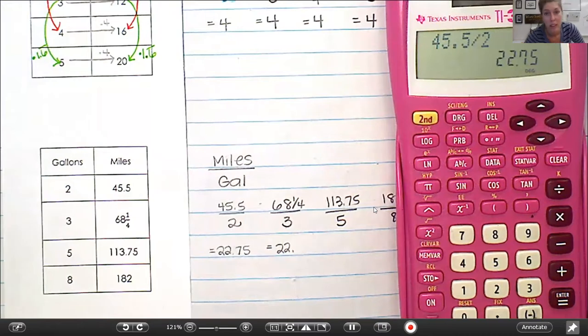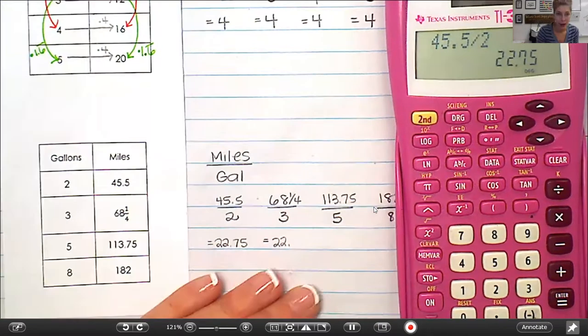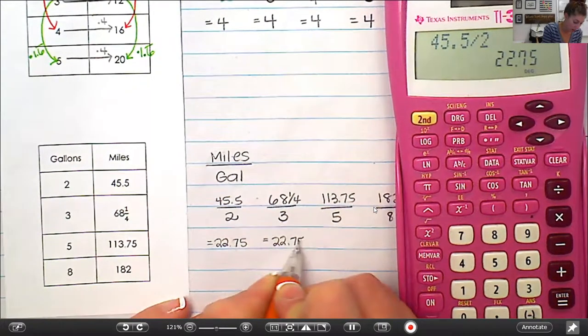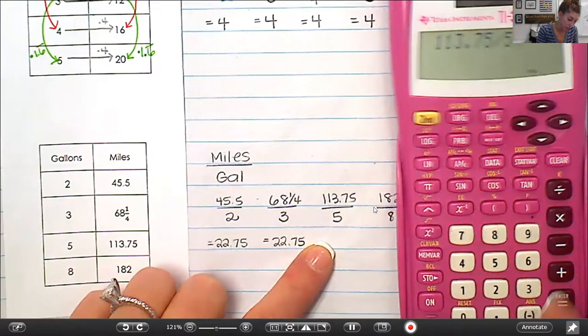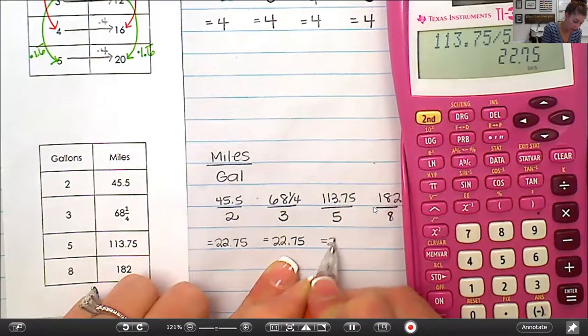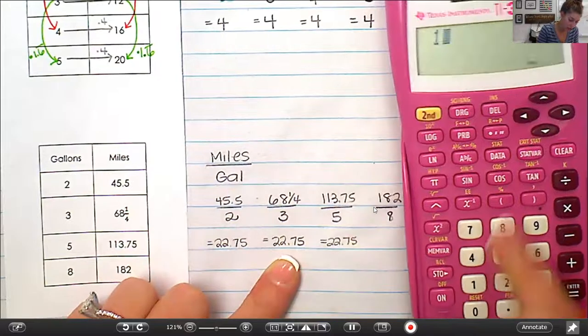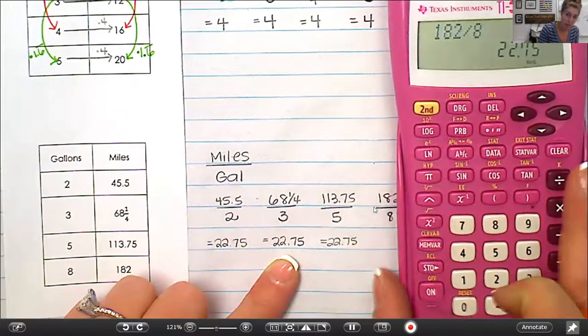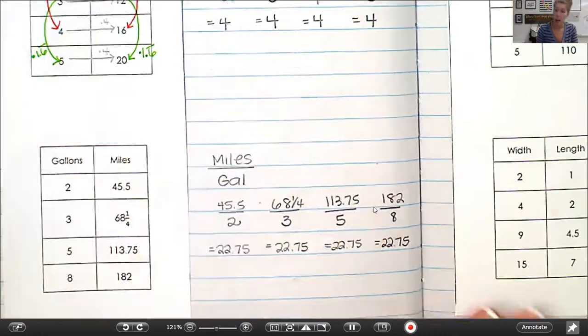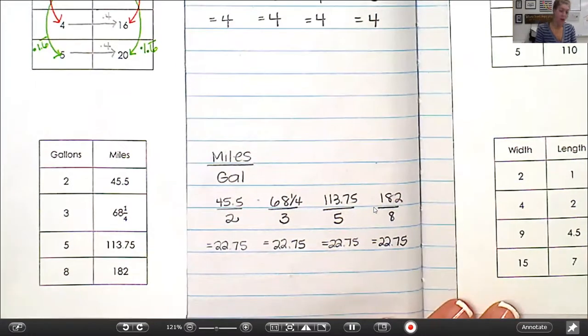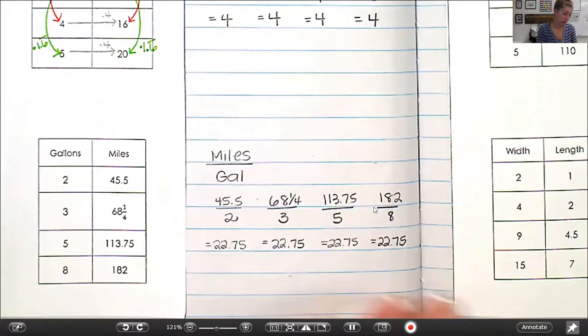I want to edit that stuff out so bad. I can't. It's okay. All right. So keep going. 113.75. Another 22.75. 7/500. And my whole numbers for last. Beautiful. Ta-da. All equal. All proportional tables.